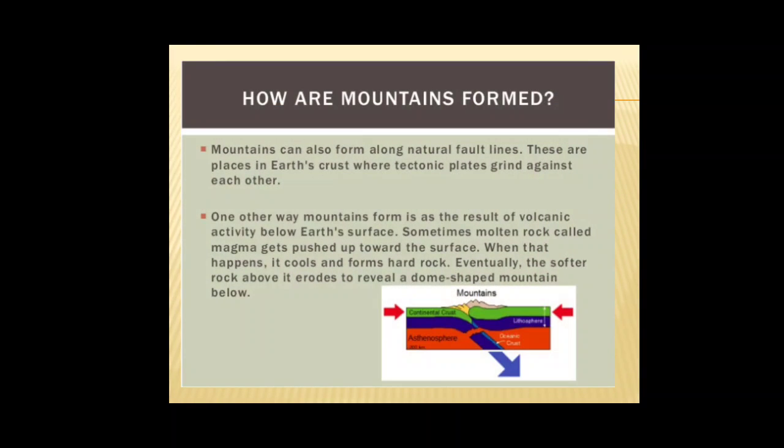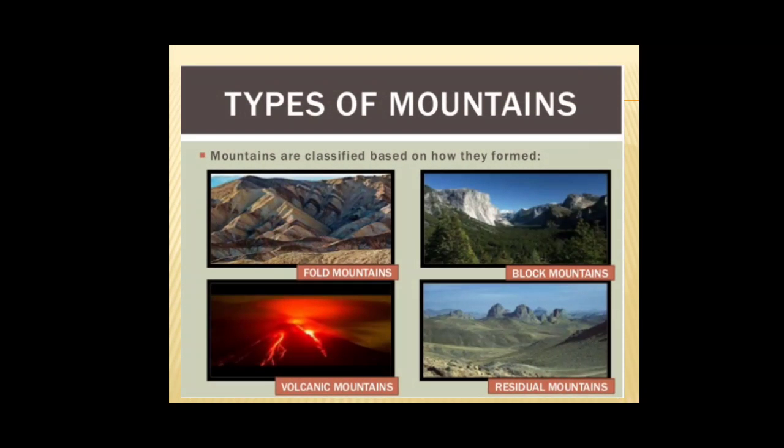And then you have to know how mountains are formed. Mountains can also form along natural fault lines. These are places in Earth's crust where tectonic plates grind against each other. This is because of movements of the plates under the surface of the Earth. There are different types of mountains: fold mountains, block mountains, volcanic mountains, and also residual mountains. But in your book, they didn't give you residual mountains. Okay, children, but you have to know what a residual mountain is.